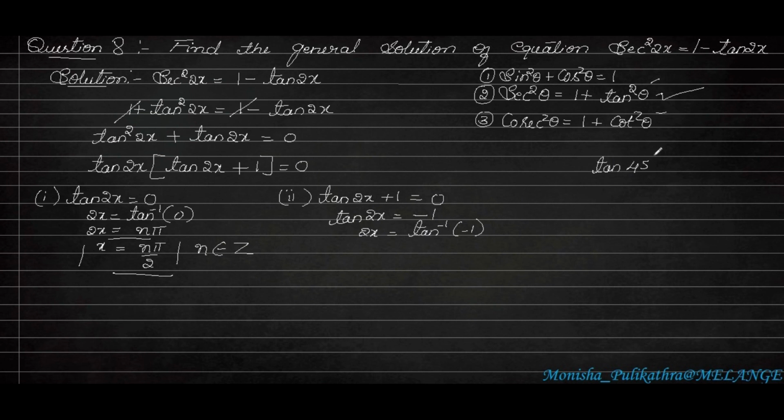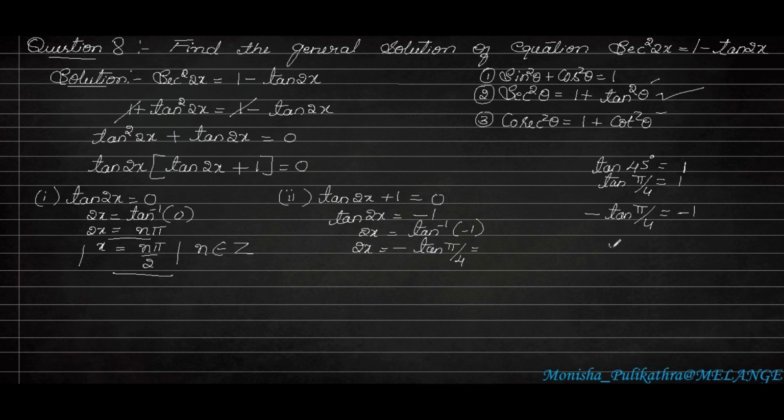So for tan 45 the value is 1. So tan 45 is nothing but tan pi by 4. So tan pi by 4 is equal to 1. But here it is minus 1. Therefore we can take minus tan pi by 4. So which shows tan pi by 4 is 1, and we can add this minus here. Right? So 2x is equal to minus tan pi by 4. But simply we can't add a minus sign here.